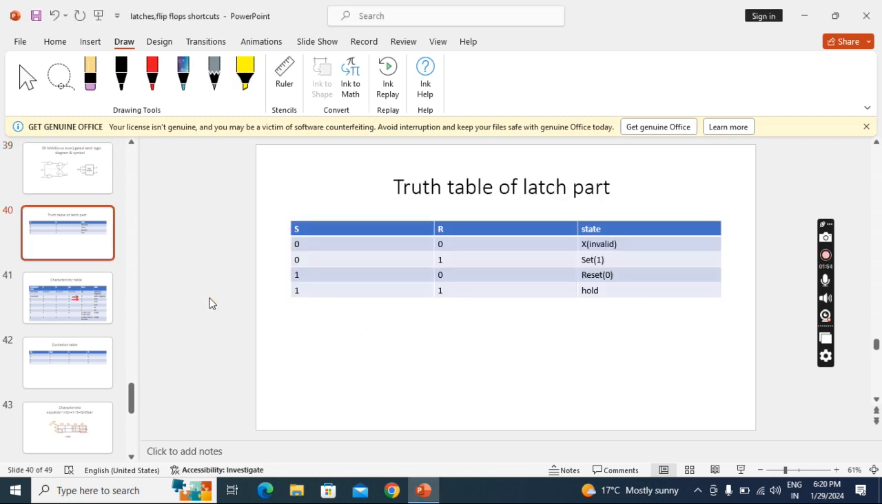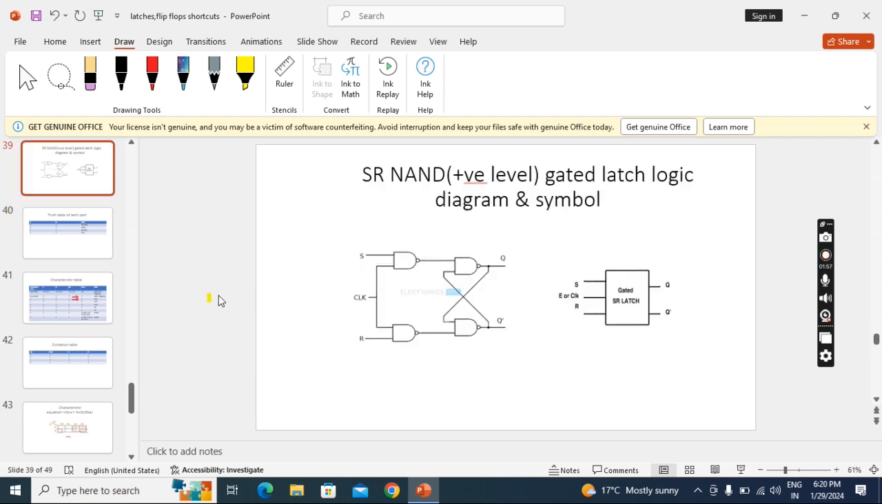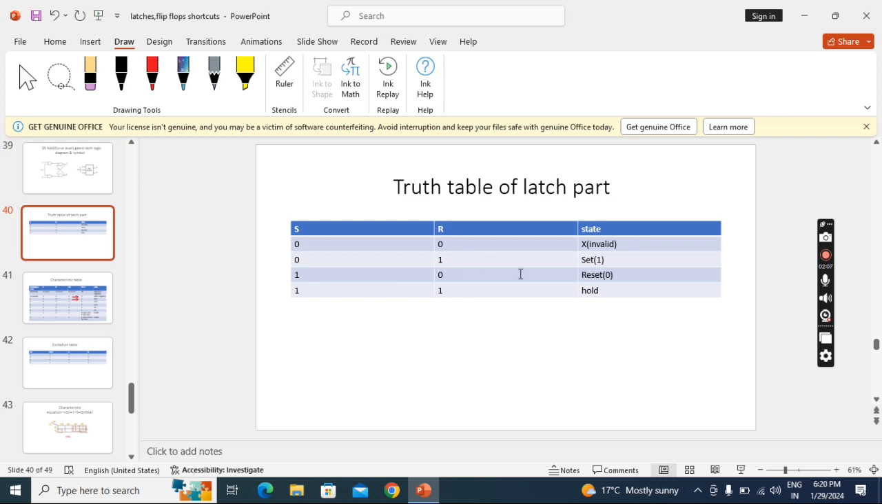Before going further, we should have this latch truth table. This latch is a non-gated SR latch, so we should have that truth table. I have taken the truth table in a simplified way. From the non-gated SR NAND latch, when inputs are 0, 0, we get invalid. When inputs are 0, 1, meaning S is 0 and R is 1, we get set, 1. When S is 1 and R is 0, we get reset, 0. And when both inputs are 1, 1, it will be hold.